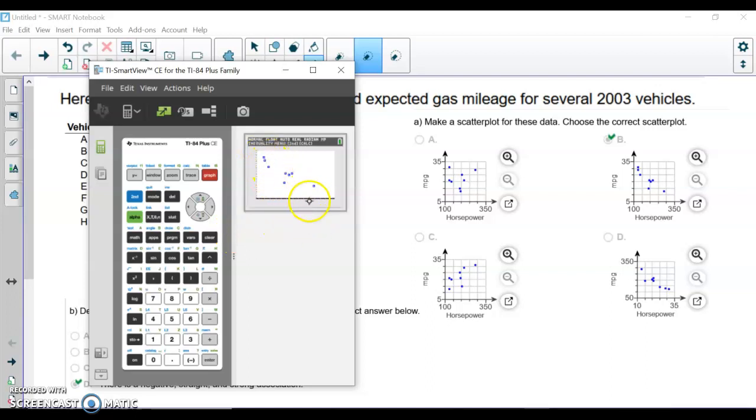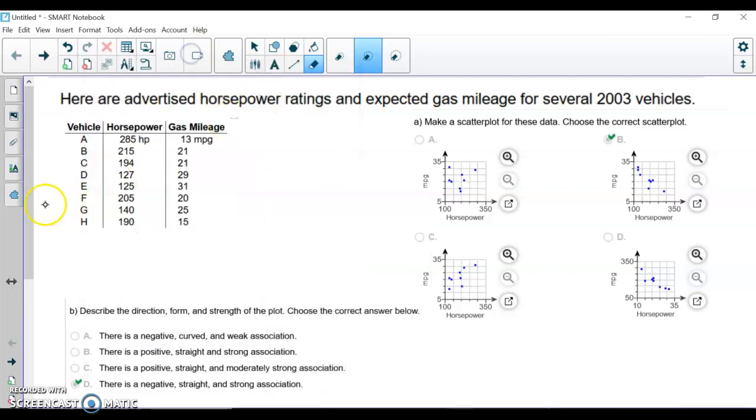And yeah, perfect. So now if you have your viewing parameters set the same as the options here, you should just be able to pick the graph that looks exactly the same. So if you notice, this is definitely the one we're talking about. So that's B. That's why it's got the blue check. So we got the scatter plot. Now let's take a look at part B.